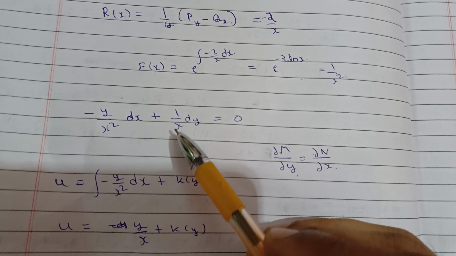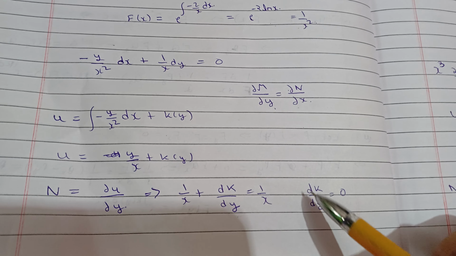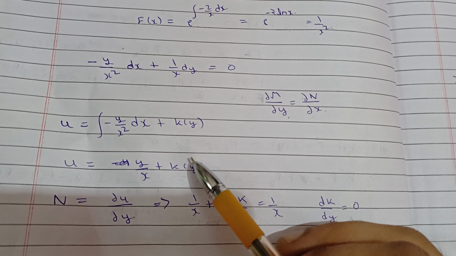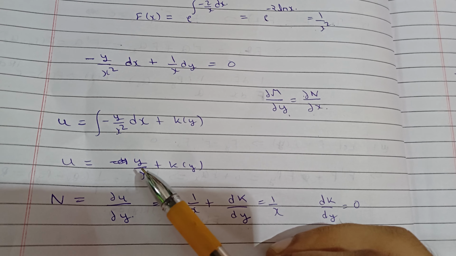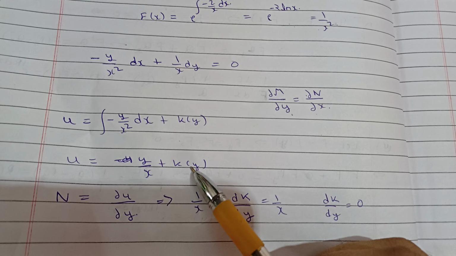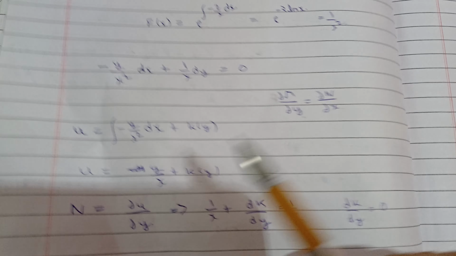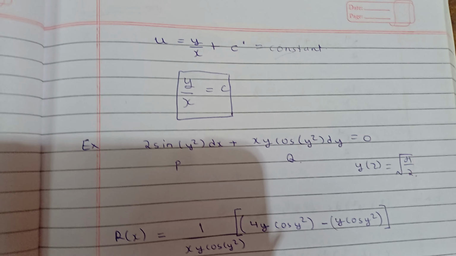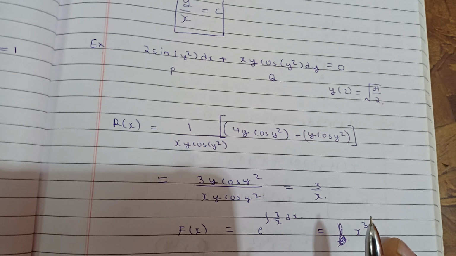N is nothing but 1 upon x. So this will cancel out, and dk by dy will be 0. So k will be constant. So just substitute here dk by dy as 0. And u is constant, so y upon x is also a constant. So this will be our equation, the solution of the differential equation.